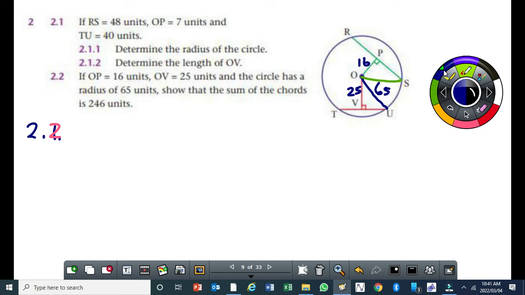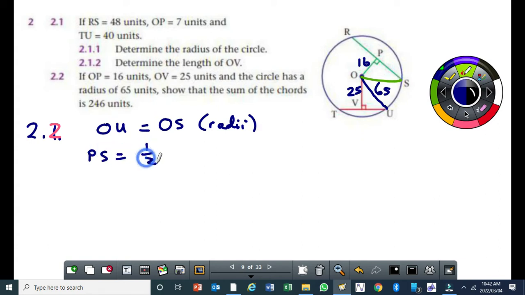So the first thing that I'm going to do here, since OU is equal to OS, I will just start by saying OU is equal to OS because these are radii of a circle. So both of them are going to be equal to 65 units.